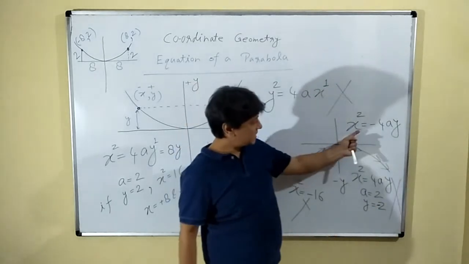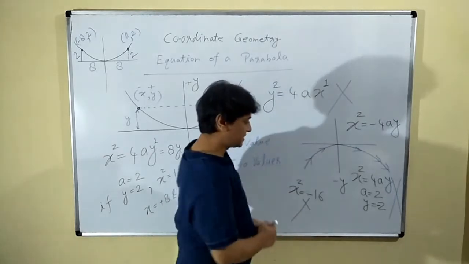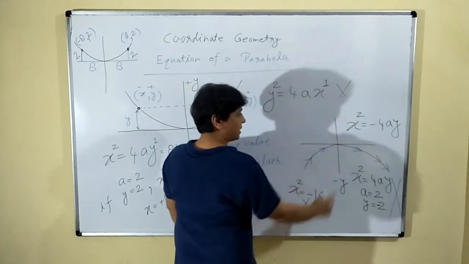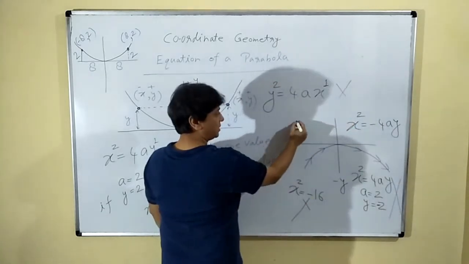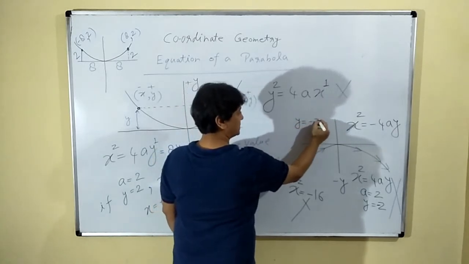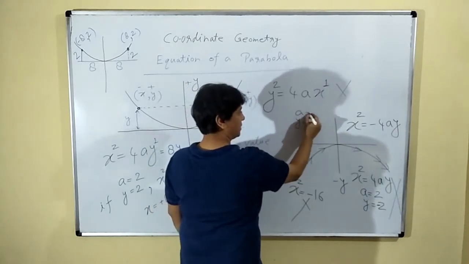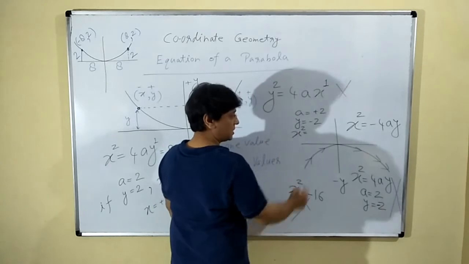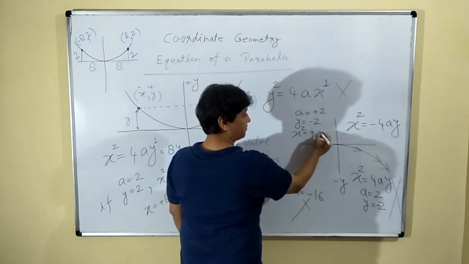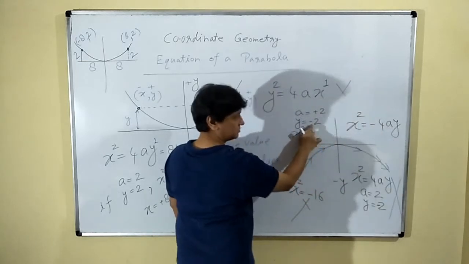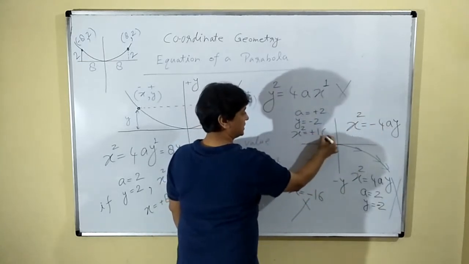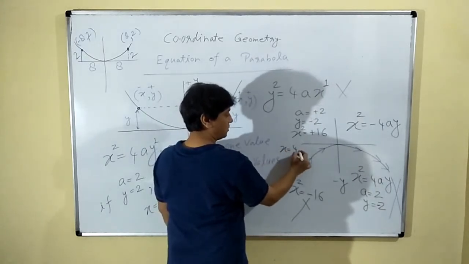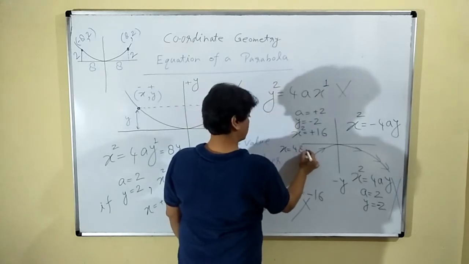But now let's talk about this, x square equals to minus 4ay. For the same value set, हमने x square equals to minus 4ay में y, let's take it minus 2, a plus 2. Your x square becomes minus of minus plus 16, which gives you two values of x. One is 4 and the other value is what?